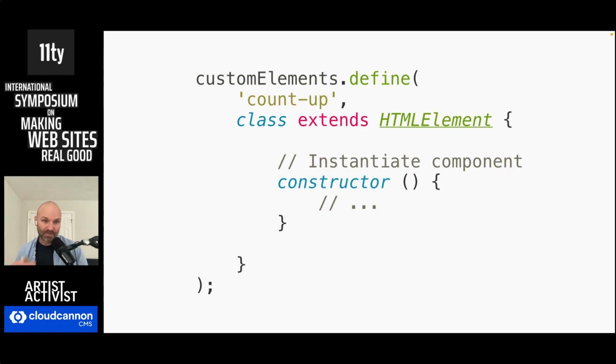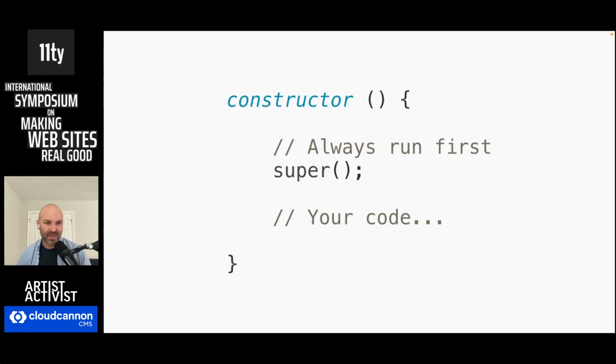So when you're making your own, it always has to have at least one dash. So we pass the name in, here it's count up, and then we pass in a class that extends the HTML element class. Your class needs to have a constructor method in it, and that runs automatically on each element and creates a unique instance of your component. And then inside the constructor, you always run the super method first. This gives you access to the properties and methods of the HTML element class that this class is extending. And then after that, you can run any of your custom code.